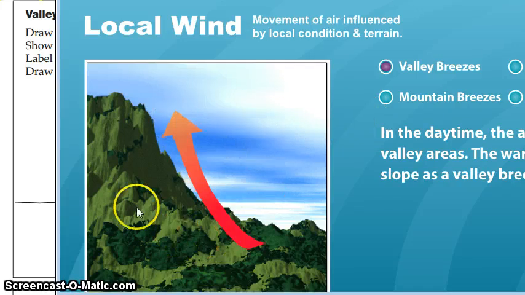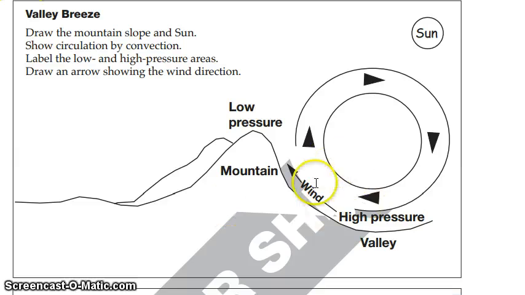Okay, warm air rising being less dense, and a low pressure area at the top of the mountain, and the denser high pressure area at the bottom in the valley. So we're going with the wind from high pressure to low pressure. Okay, again, high pressure to low pressure.